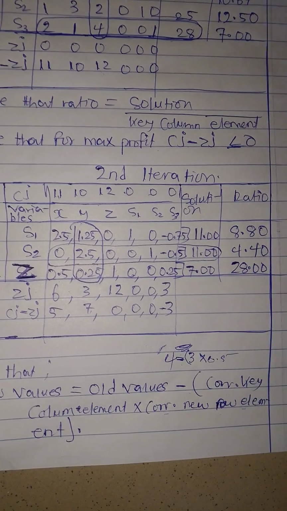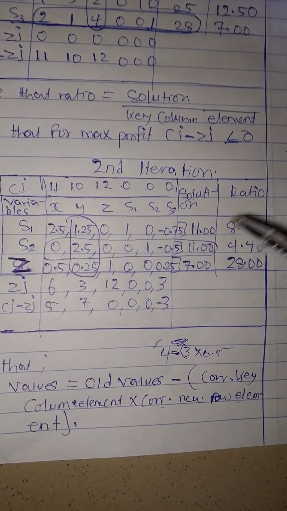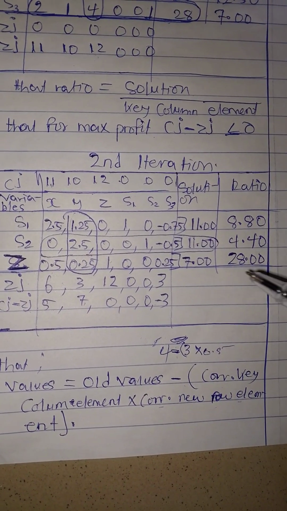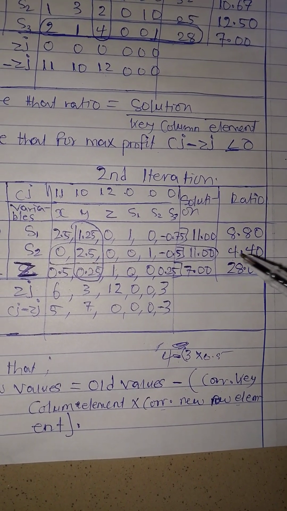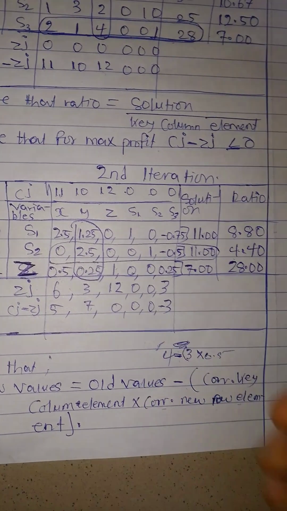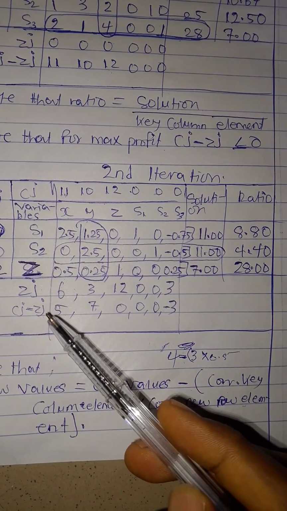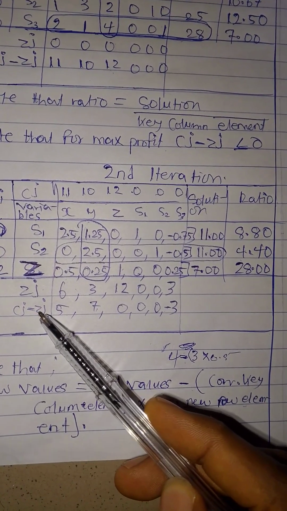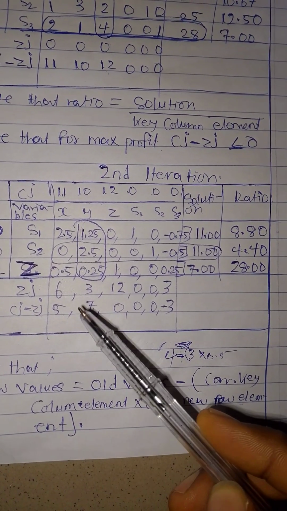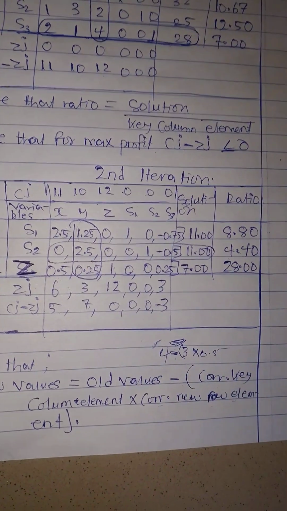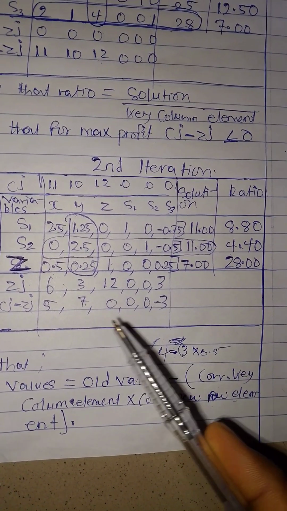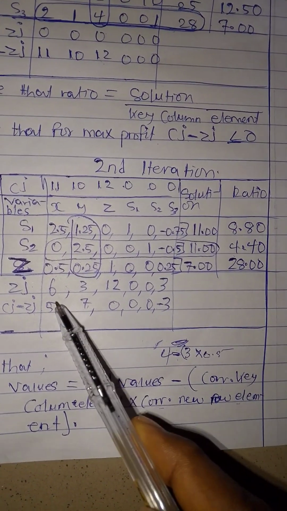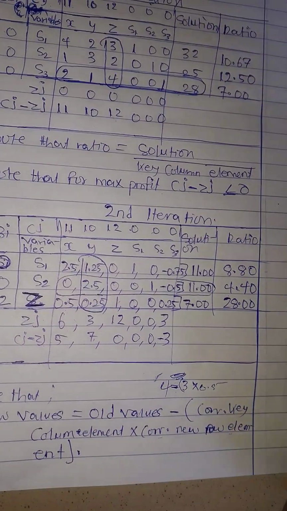Okay, so after doing that, what do you do next? Now select the lowest positive number here. The lowest positive number here is 4.4. I circle it. That is this. Okay. So after doing that, if you check my cj minus zj, I still have a positive number, which I am not supposed to have. I only have to have negative numbers and 0. So I still have a positive number here, so I have to undergo another iteration.